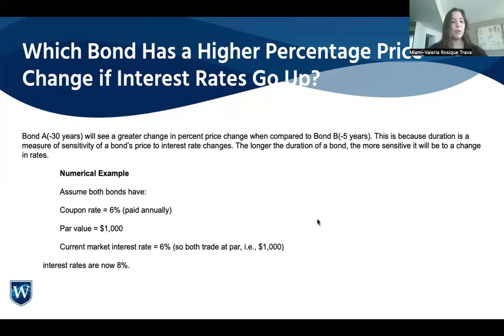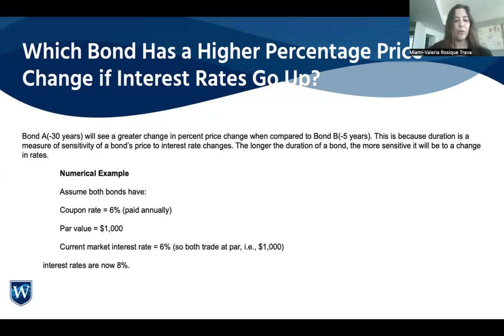So here we have a numerical example. Let's assume that both bonds have a coupon rate of 6% paid annually. Par value is 1,000, and the current market interest rate is 6%. So both trade at par. And now let's suppose interest rates rise to 8%.